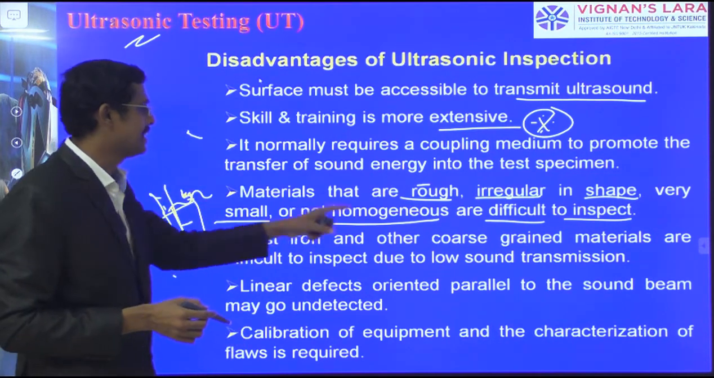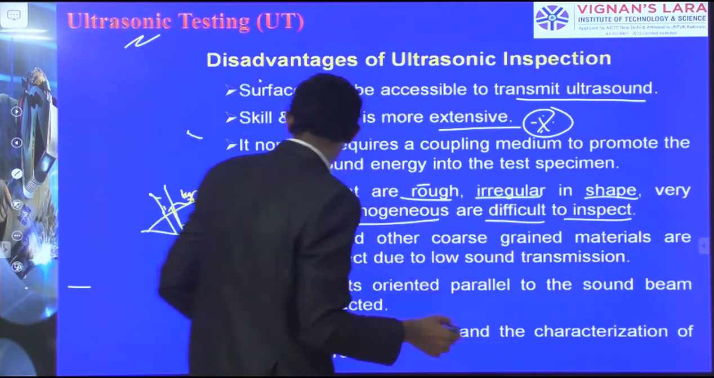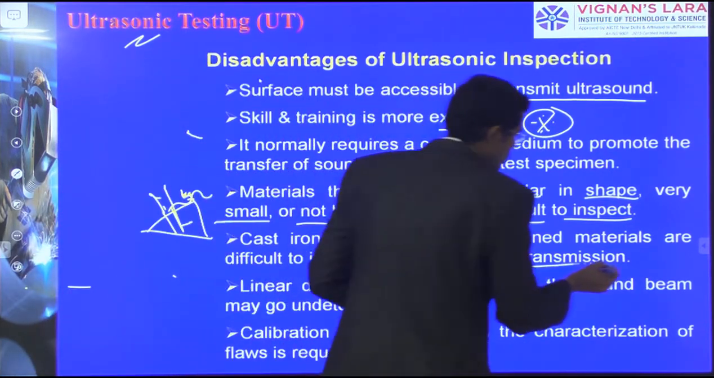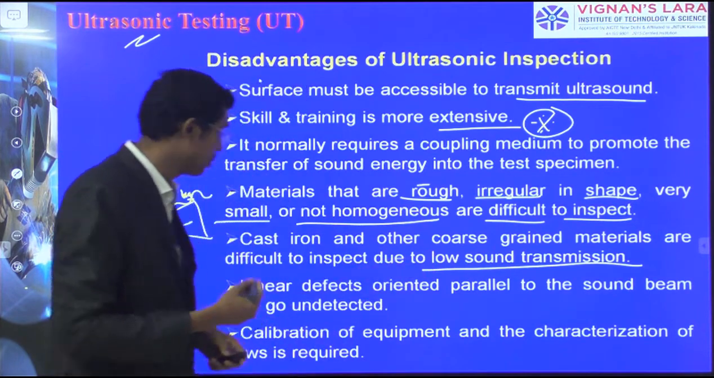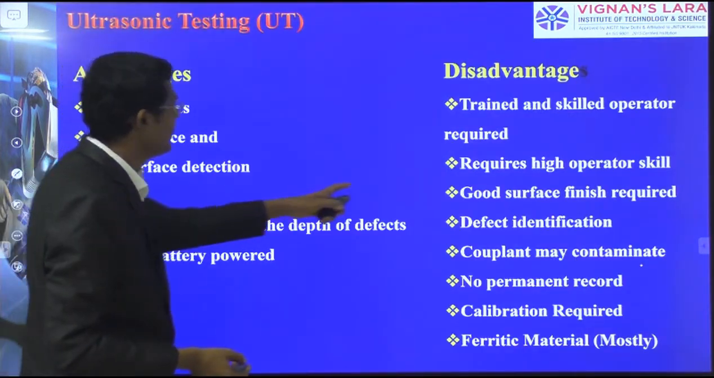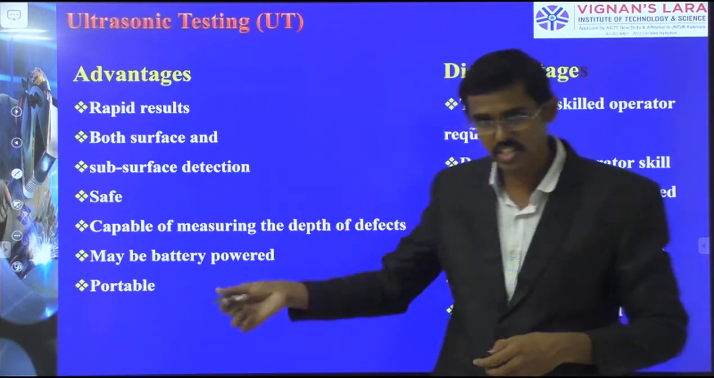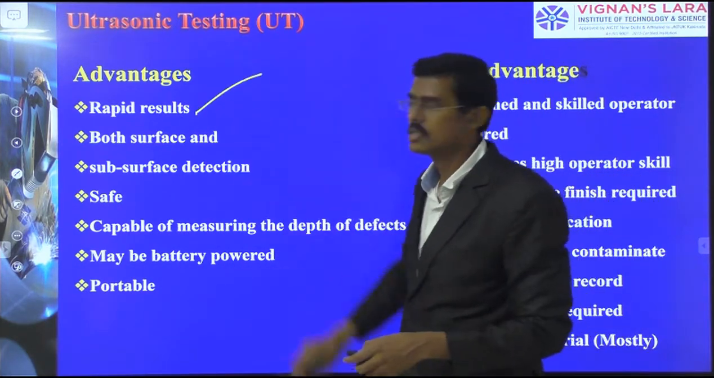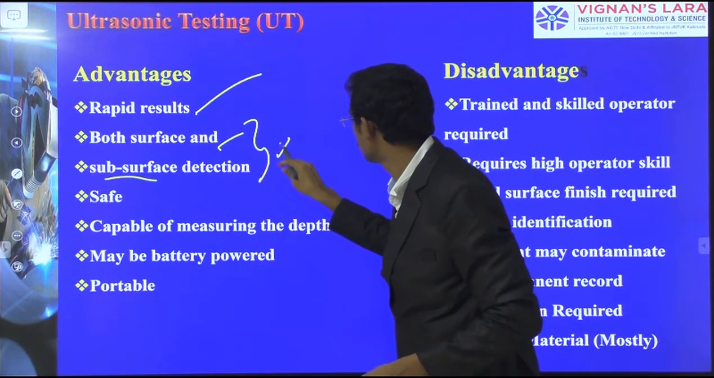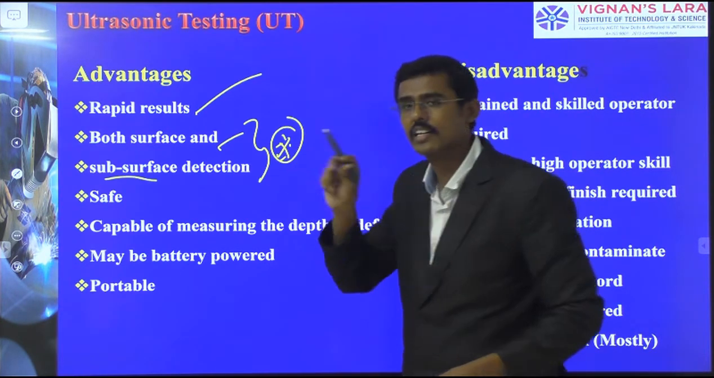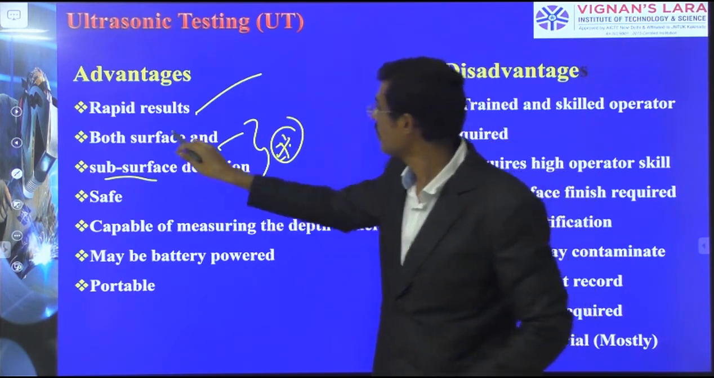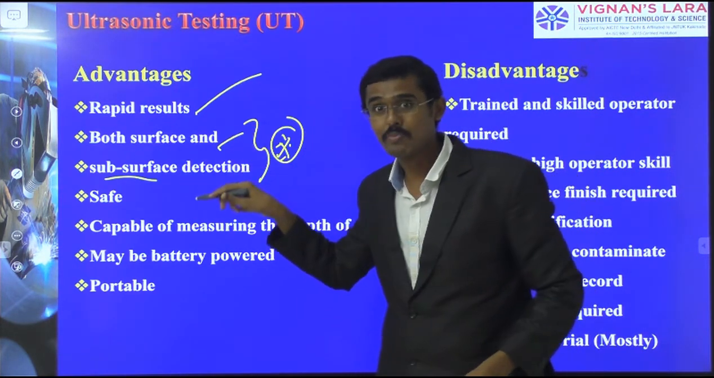Cast iron and other coarse-grained materials are difficult to inspect due to low sound transmission. So all this we have to consider before going for these inspections. So what are the advantages and disadvantages? As mentioned earlier, we get rapid results, and both surface and subsurface defects are detectable. In radiography, that is possible. But in the liquid penetration test, only the surface is possible.